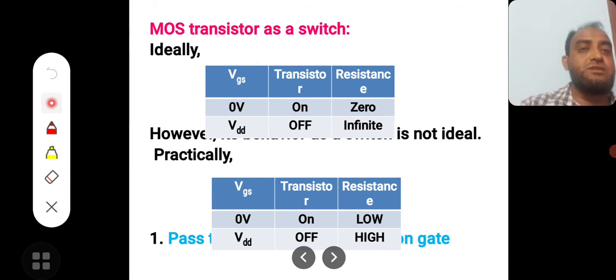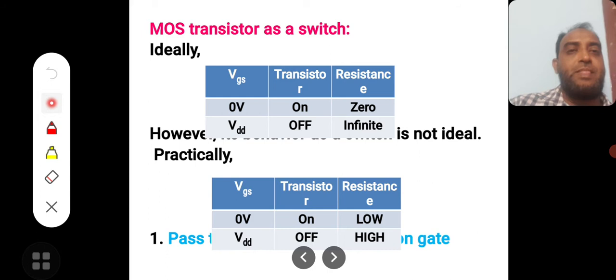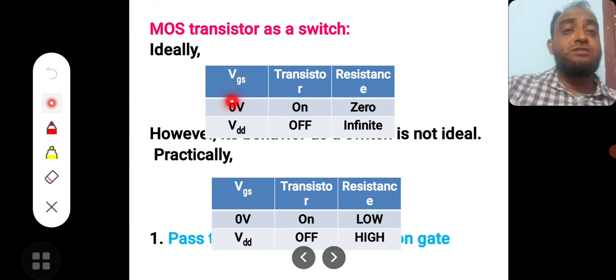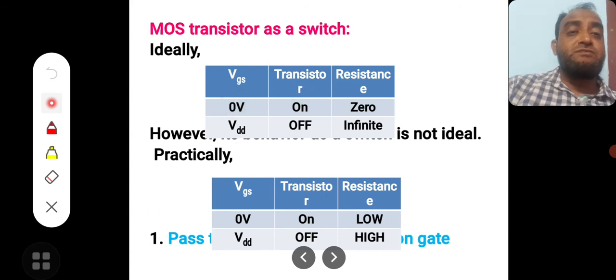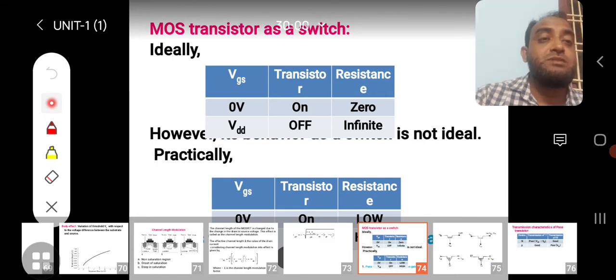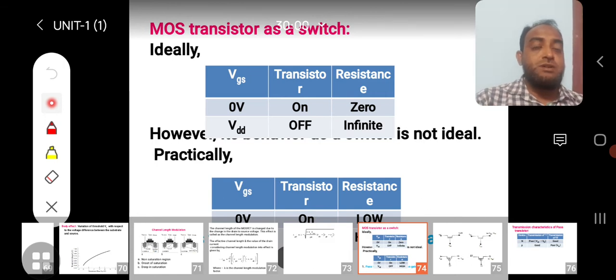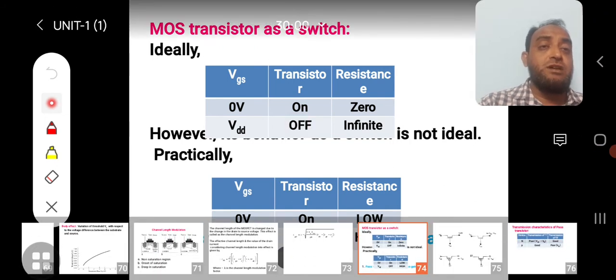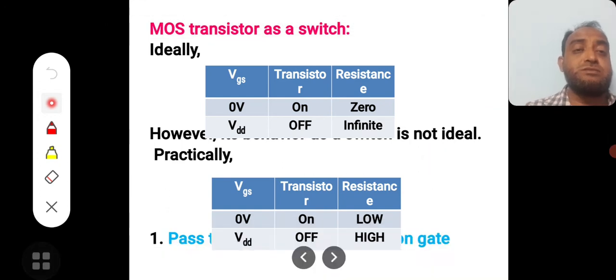In this lecture, we are going to discuss MOS transistor as a switch. Consider a PMOS device. When you apply VGS of 0 volts, the device will be on, and the channel resistance that is offered will be 0. Now, when you change the input gate voltage to VDD, which is almost high, then the device turns off and the channel resistance will be infinite. This is the ideal case.